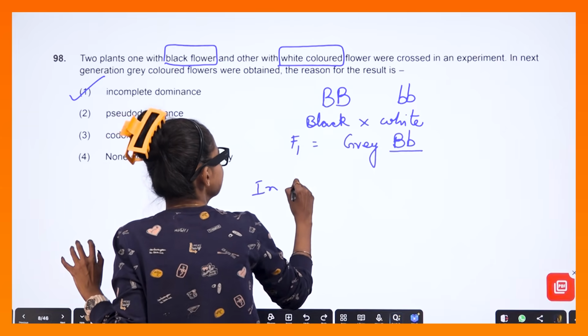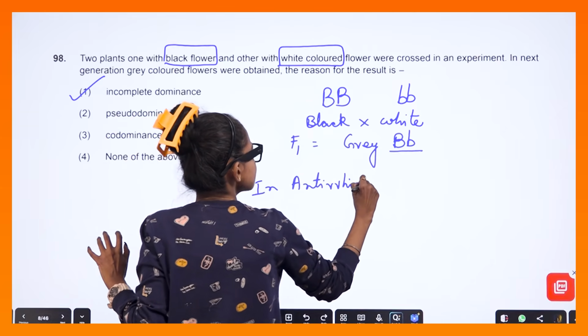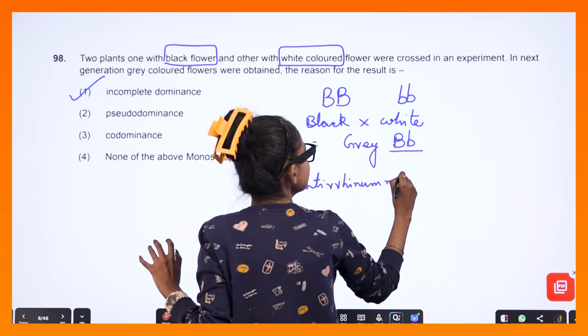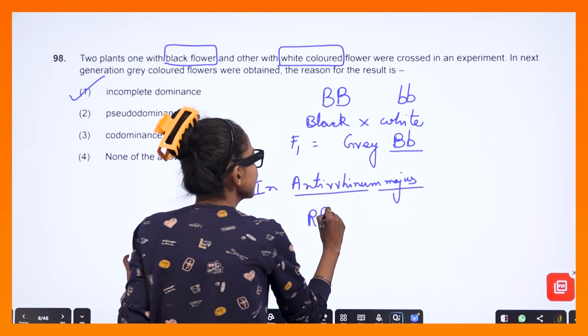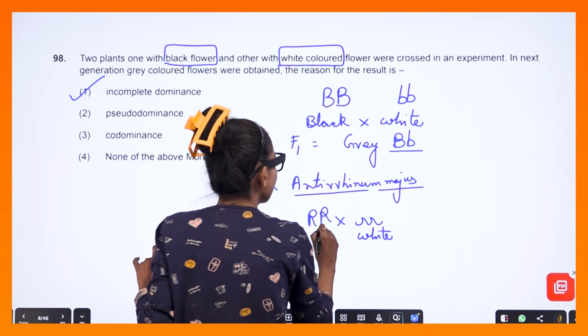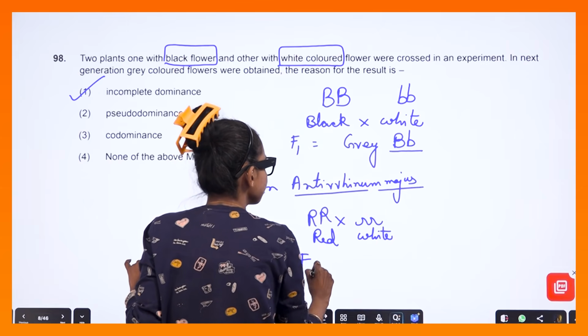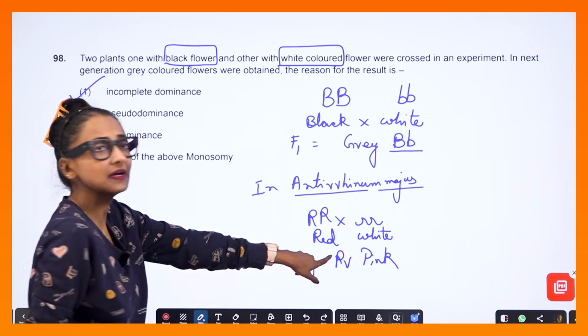There can be other examples like Antirrhinum majus and Mirabilis jalapa, where remember we were crossing red with white, and in F1 we got pink, incomplete dominance. Remember? Fine.